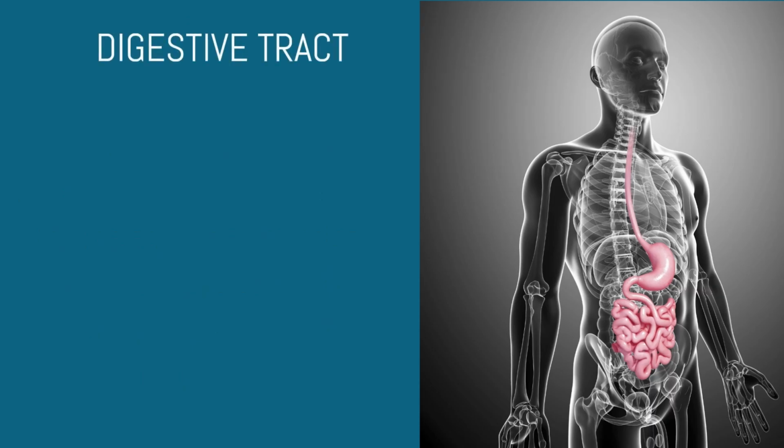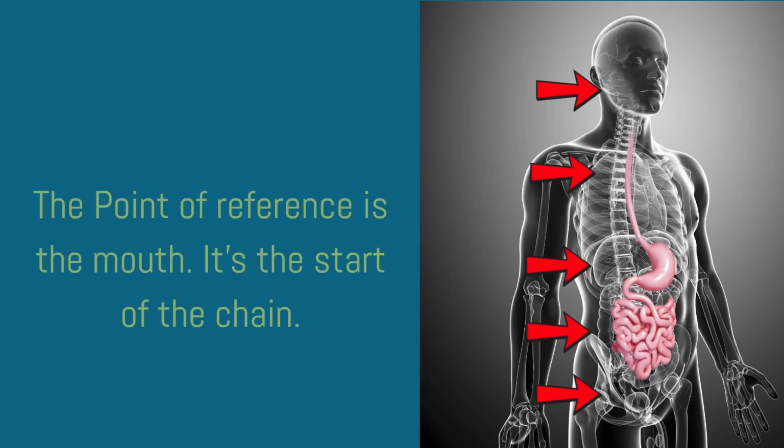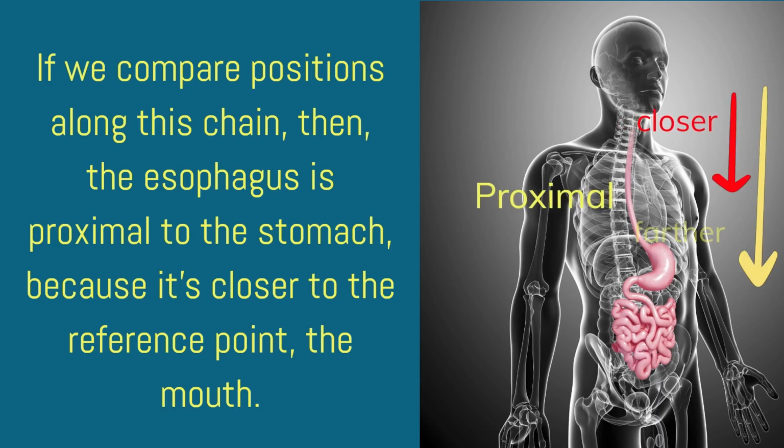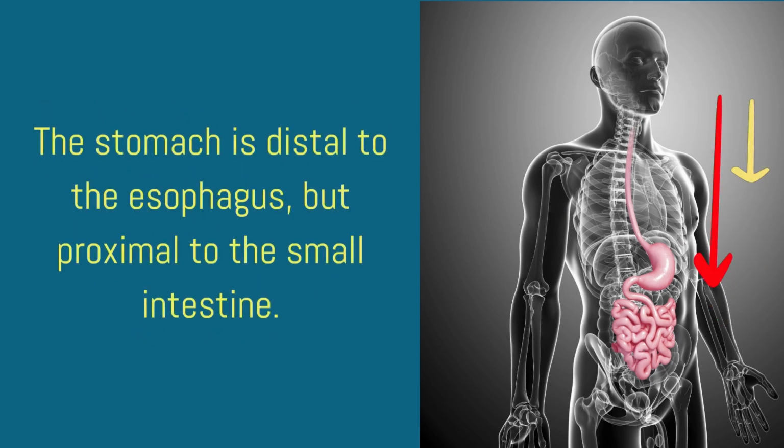The digestive tract. The tract forms a chain of organs: mouth, esophagus, stomach, intestines, and rectum. The point of reference is the mouth. It's the start of the chain. If we compare positions along this chain, then, the esophagus is proximal to the stomach because it's closer to the reference point, the mouth. The intestines are distal to the stomach because they are farther away from the reference point, the mouth. The stomach is distal to the esophagus, but proximal to the small intestine.